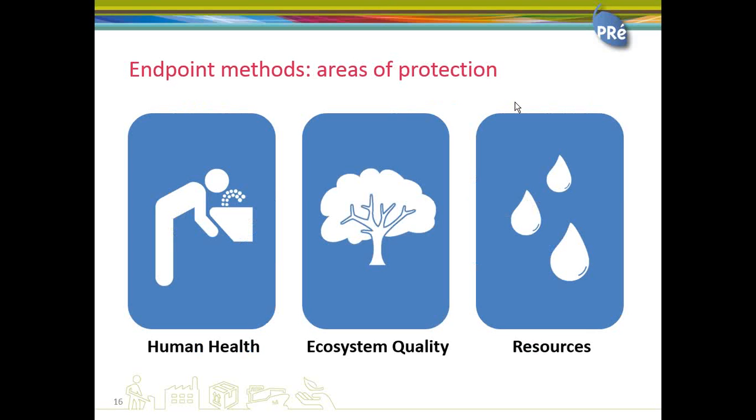But if we move on to the endpoint methods, what the endpoint methods measure are essentially water use impacts on human health, ecosystem quality, and resources. These 3 indicators are known as areas of protection. And I'm just going to briefly explain some of the main differences between the methods we've implemented in SimaPro with regards to assessing these impacts.